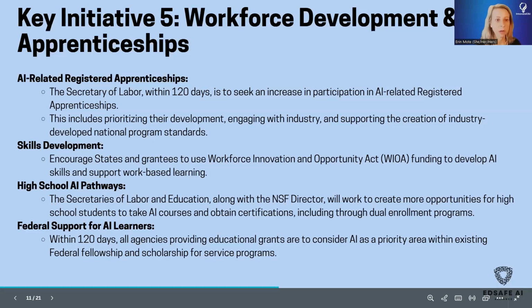Really thinking around how to encourage states to use WIOA funding, that's the Workforce Innovation and Opportunity Act, to develop AI skills and support work-based learning. WIOA dollars often go to state and local workforce boards, and again, remains their purview at the state and local level, but again, giving some directionality. High school AI pathways, so coming together, labor and education, along with the NSF director to think about how high school students can use, for example, CTEs, registered apprenticeships, maybe even Pell, to arc this sort of dual enrollment focus as early as high school. And then finally, this idea that AI is a priority within existing federal fellowship and scholarship for service programs. So building the capacity again internally. That's a lot, y'all.